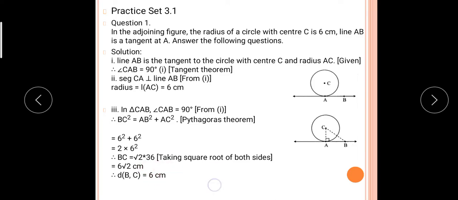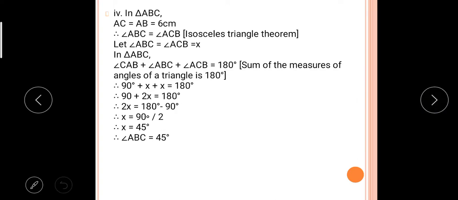Okay, in this way you can easily find out. Now in the figure, AC is equal to AB is equal to 6 centimeter. So angle ABC and angle ACB are equal by the isosceles triangle theorem. So they are of equal measure x.